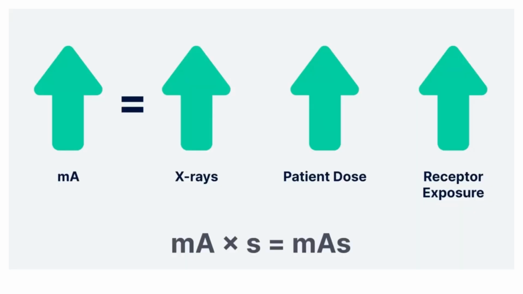A little bit of a breakdown. When your milliamperage goes up, the number of x-rays produced is going to go up, your patient dose is going to go up, and your receptor exposure is going to go up. Your patient dose is going to go up because there are more x-rays. Your receptor exposure is going to go up also because there are more x-rays.